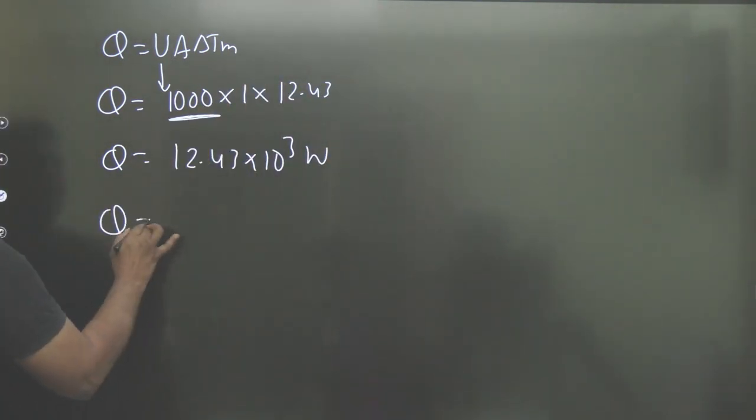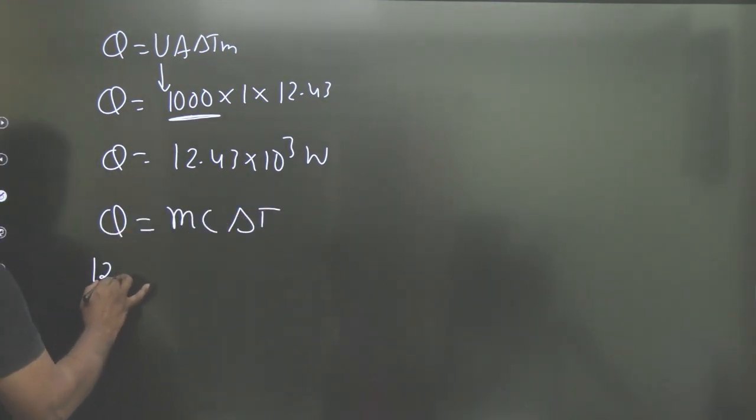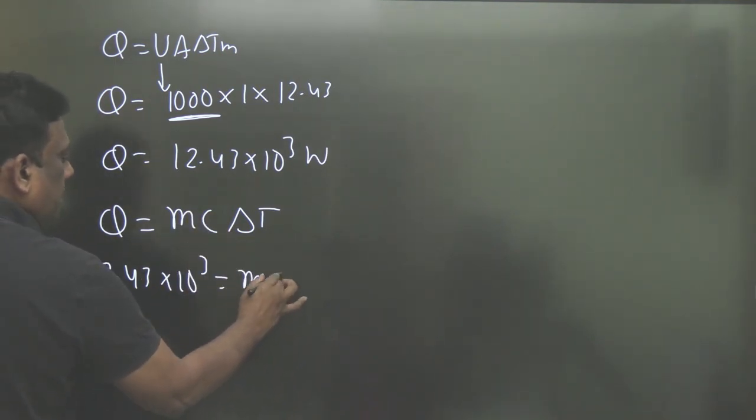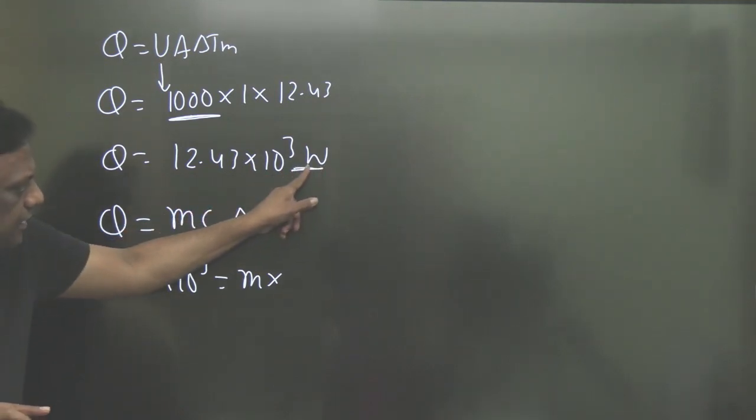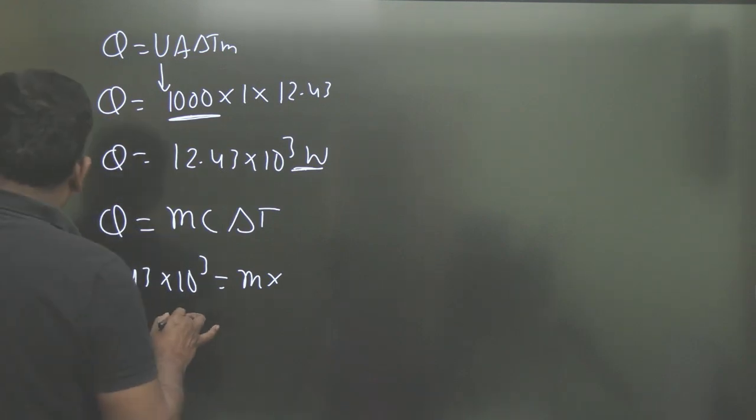But you know Q is equal to m c delta T, and Q is 12.43 into 10 power 3 is equal to mass flow rate of water. And what is the specific heat? Here you are going to commit a mistake. As this is in watt, keep the specific heat of water in joule, not kilojoule. So what is the specific heat given?